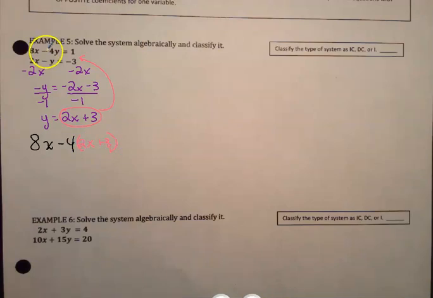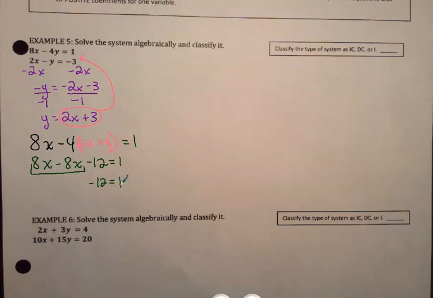And then I'm going to go back, 8x minus 4y equals 1. I'm going to need to distribute. So I have 8x minus, negative 4 times 2 is negative 8x. Negative 4 times 3 is minus 12 equals 1. I can combine like terms. 8x minus 8x equals 0. So now I have negative 12 equals 1.